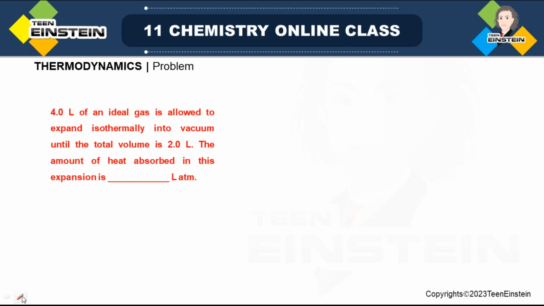Here we have a question. 4 liters of an ideal gas is allowed to expand isothermally into vacuum. Now this term is important here. Vacuum means here P external is 0. And we have already mentioned that when P external is 0, that means no work is possible. It is because there is no such force from the external side. So work will not be there under vacuum condition.